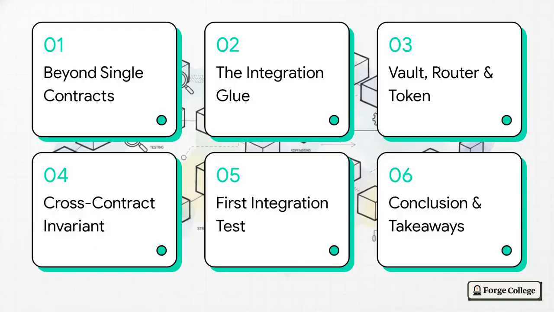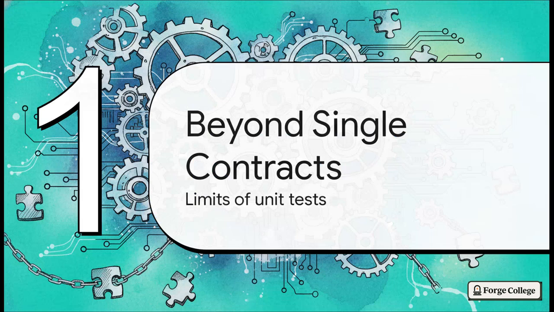Here's the schematic for today's explainer. We'll start with beyond single smart contracts, move into the missing integration glue, look at a vault, router, and token setup, define cross-contract invariants, build your first integration test, and finally, wrap up with our conclusion and key takeaways. Let's get into it. Section 1.